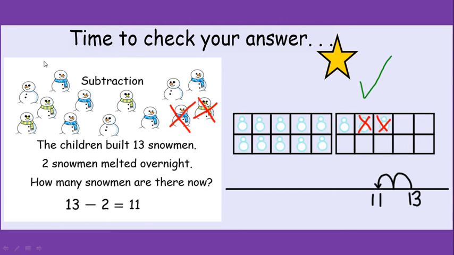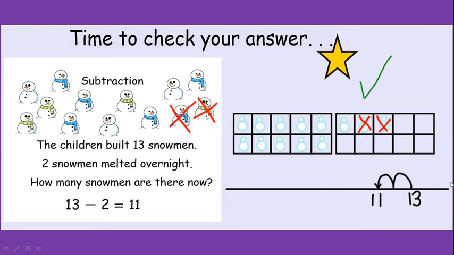Here is my picture diagram with 13 snowmen, and I've taken away 2 that melted. So that shows me 13 pictures of snowmen. Taking away 2 of the pictures of the snowmen gives me 11 pictures of the snowmen left. Then I've done it on a tens frame. So I've got my full 10 frame here and my 3 extra ones, because that's the number I'm starting with. 1 ten and 3 extra ones is 13. And then I've taken away 2 of them, which has left me with 11.